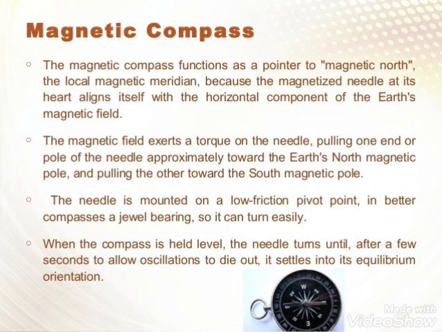We have studied the magnetic compass. Let us now recapitulate it once again. The magnetic compass functions as a pointer to magnetic north, the local magnetic meridian, because the magnetized needle it has always aligns itself according to the Earth's magnetic field in the north-south direction.